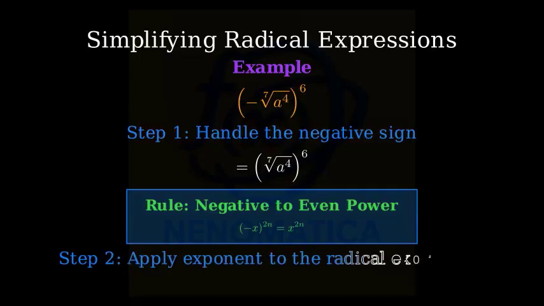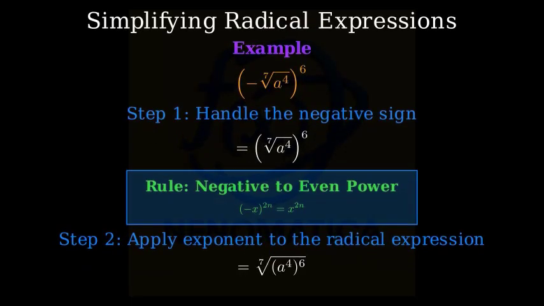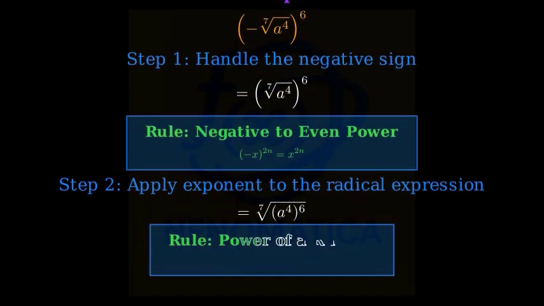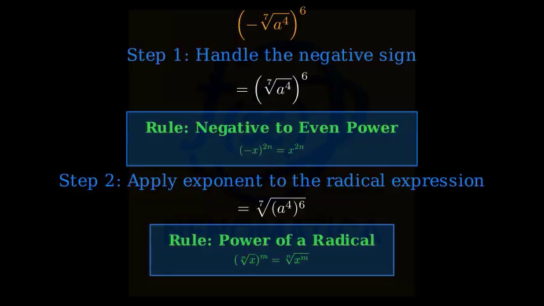Now, we need to handle the exponent. When raising a radical expression to a power, we can apply the power to the radicand, and then simplify according to the power of a power rule. When a radical expression is raised to a power, the power applies to the entire expression.